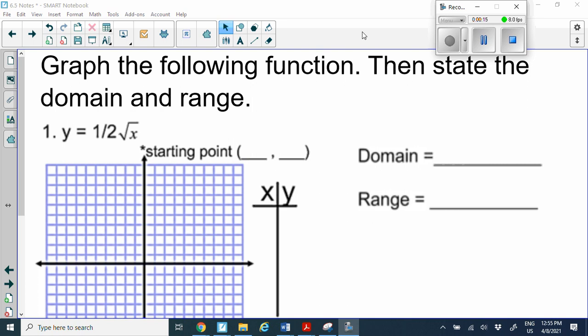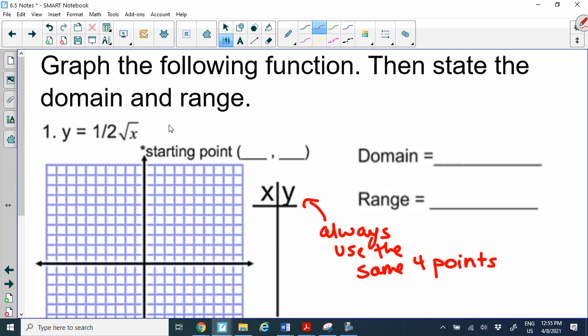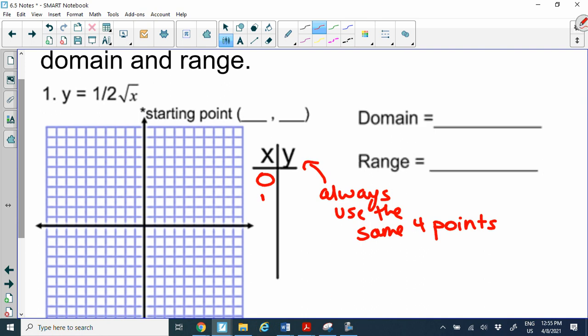So we have y equals 1/2 times the square root of x. In order to graph really any square root function, we're always going to use the same 4 points. Those 4 points are like what we used with the parent function: 0, 1, 4, and 9. Now, before we get into graphing, let's talk about what we see here. We have y equals 1/2 times the square root of x.